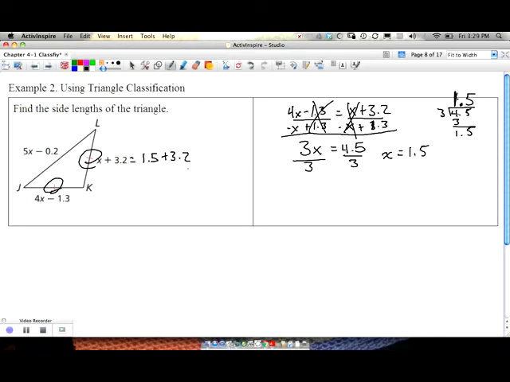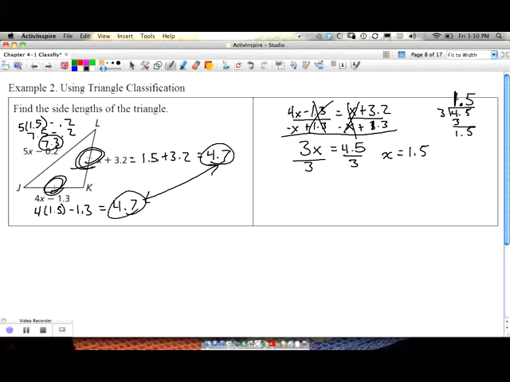Down here on the bottom, this is going to be 4 times 1.5 minus 1.3. But wait a second, these are the same. So I don't have to do all that work. I can just say it's 4.7. It's the same as the other one. The last one, though, I should work out. It says 5 times, then we got to plug in 1.5 for the x, minus 0.2. Well, that's going to be 7.5 minus 0.2 is 7.3. So those are my 3 side lengths. 4.7 for the 2 equal sides and 7.3 for the longer side. Okay. Let's keep going here.